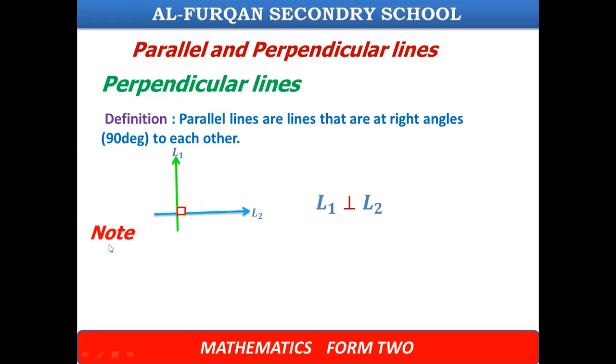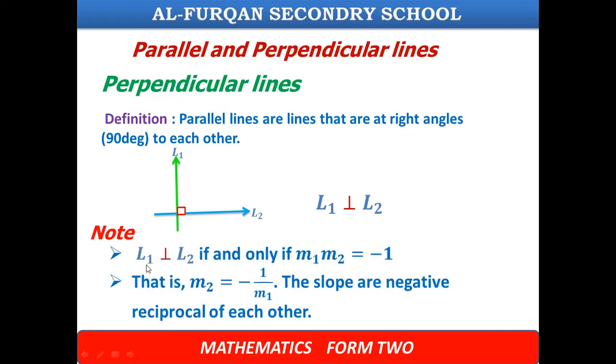Two lines are perpendicular if and only if M1 times M2 is equal to minus 1. Two lines are perpendicular if and only if M1 times M2 is equal to minus 1.